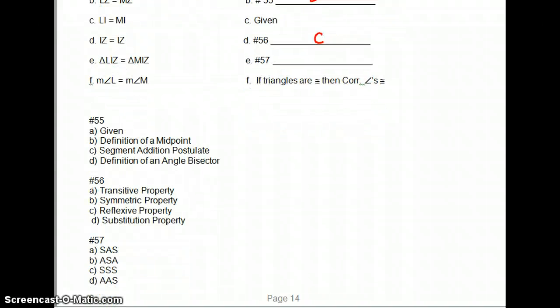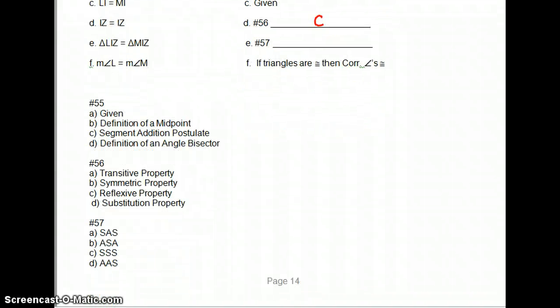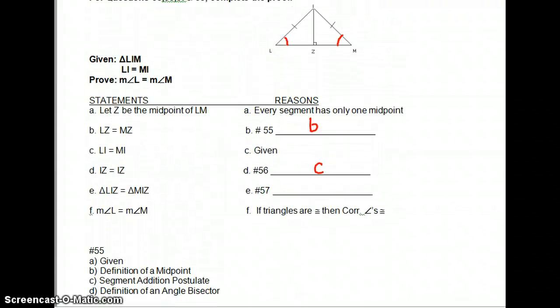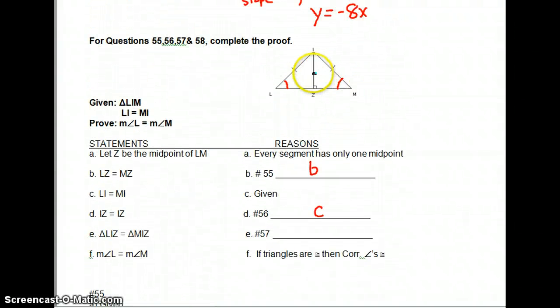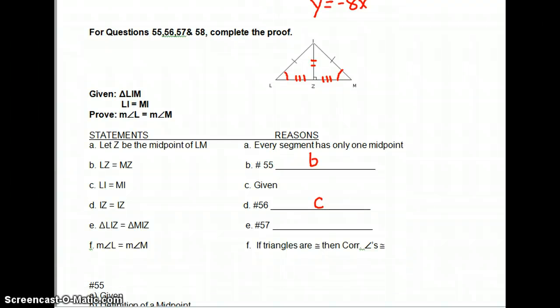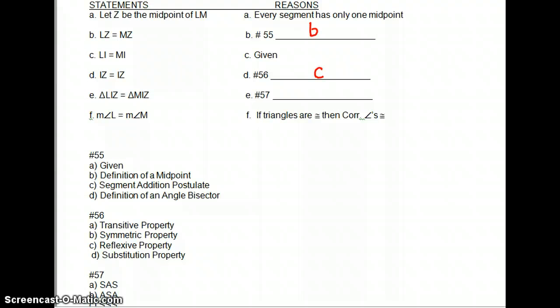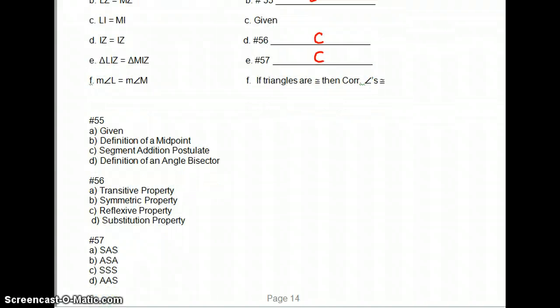And which postulate is that? Let's go back and look at that real quick. We know this is congruent to itself, and we know these are congruent to each other. So for that one, we can say it's side, side, side. And that is C.